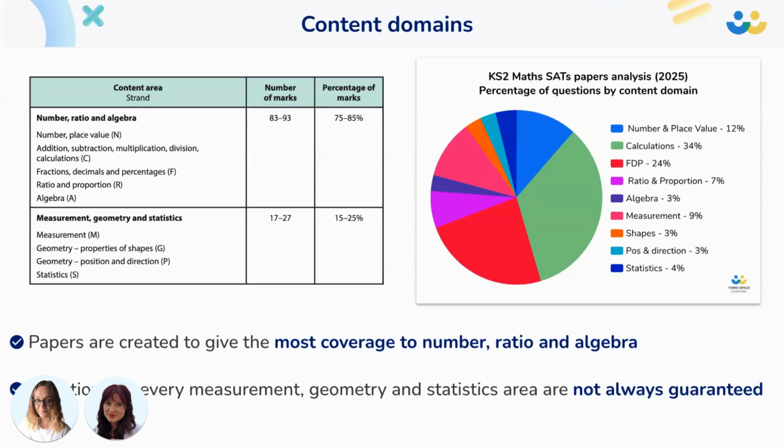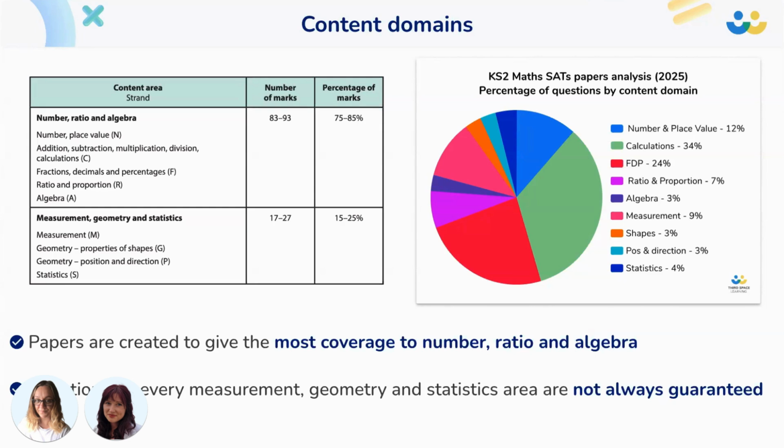And I don't think there's necessarily any surprises there for teachers. You'll probably be able to guess, well, I would have expected number to get high coverage. I would expect calculations to get high coverage. But for me, when I first looked at the table, what was surprising was how high that percentage was, with 75 to 85% of the marks coming from the areas in that first strand. In comparison, only 15 to 25% come from measurement, geometry, and statistics.